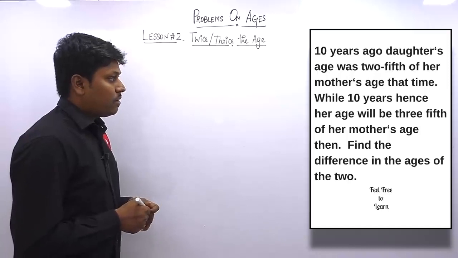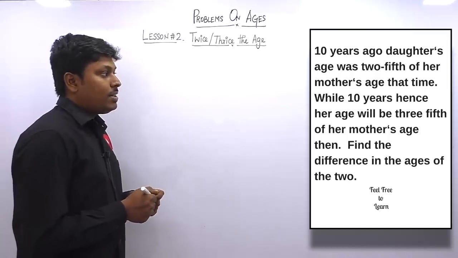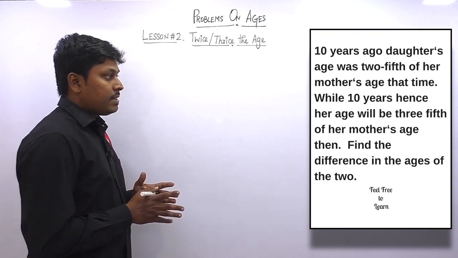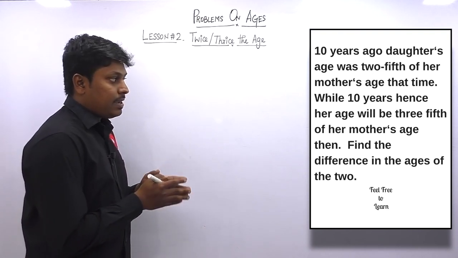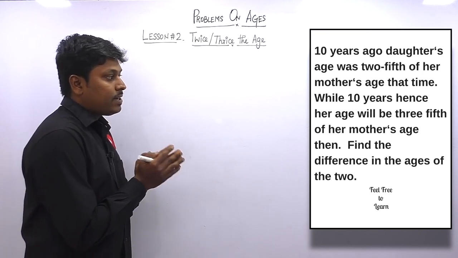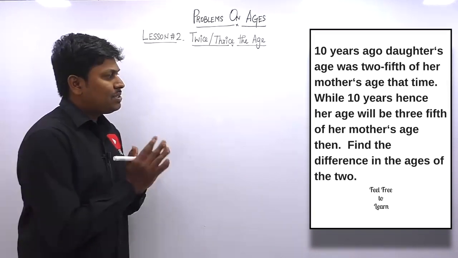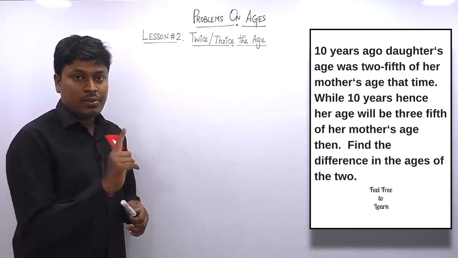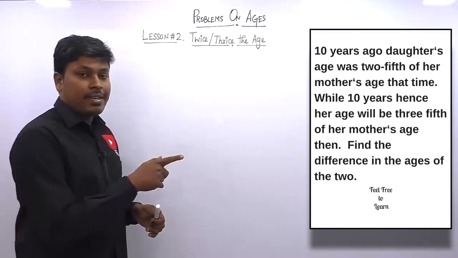Question number 4. 10 years ago, daughter's age was 2/5 of her mother's age at that time, while 10 years hence, her age will be 3/5 of her mother's age. Then find the difference in the ages of the two. So interesting, I think they are talking about two conditions. One is 10 years ago and the second condition is after 10 years, right?